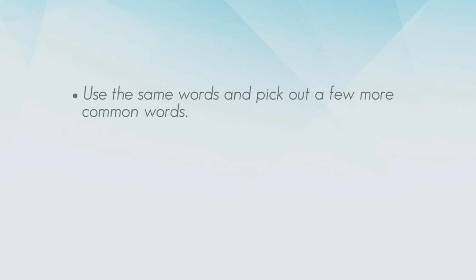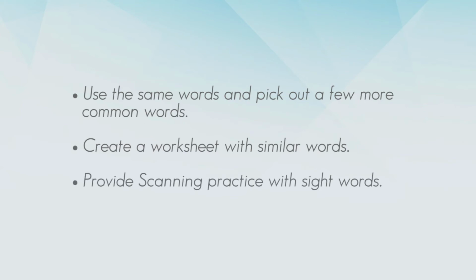In this part activity, the tutor uses the same words and picks out a few more common words from the story and puts them all into a worksheet. For each selected word from the story, the tutor adds visually similar words. When the tutor says the target word, the learner circles it. This provides more practice quickly scanning across text to pick out the target sight words.